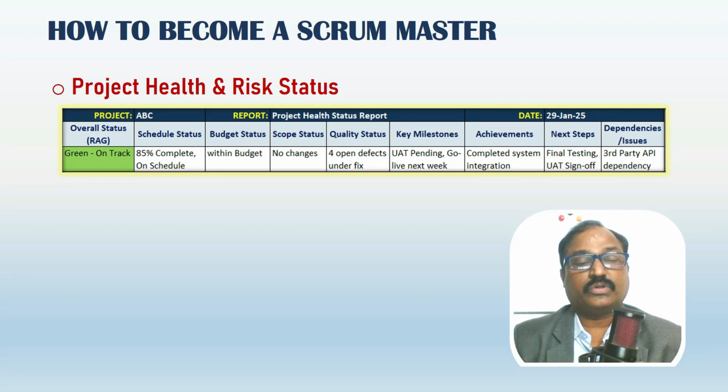The project health status report shows the current health status of the project. Here is an example, project ABC. This project's overall health is shown through a flag which is red, amber, or green.